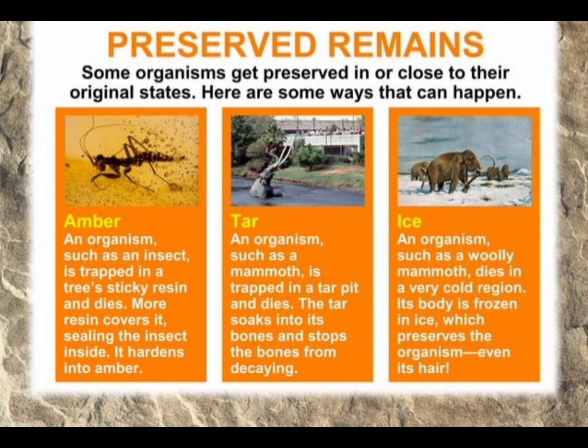Then tar. An organism such as a mammoth is trapped in a tar pit and dies. The tar soaks into its bones and stops the bones from decaying. Then ice. An organism such as a woolly mammoth dies in a very cold region. Its body is frozen in ice, which preserves the organism, even its hair.